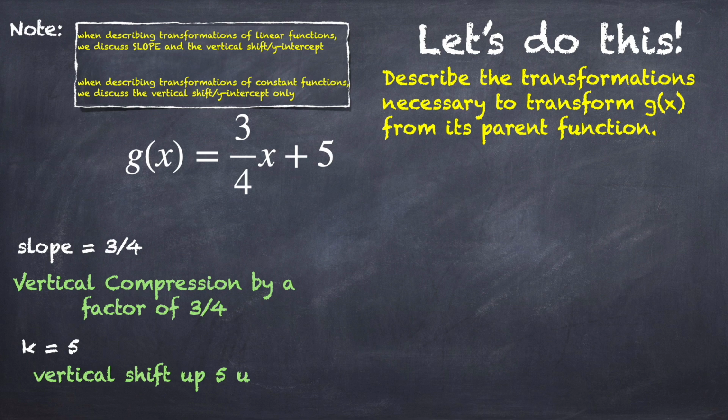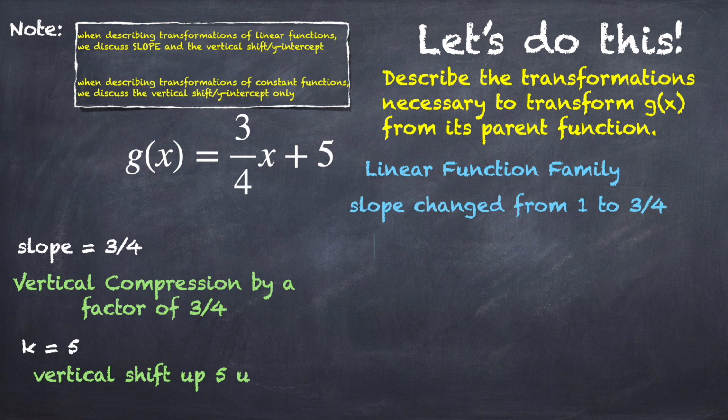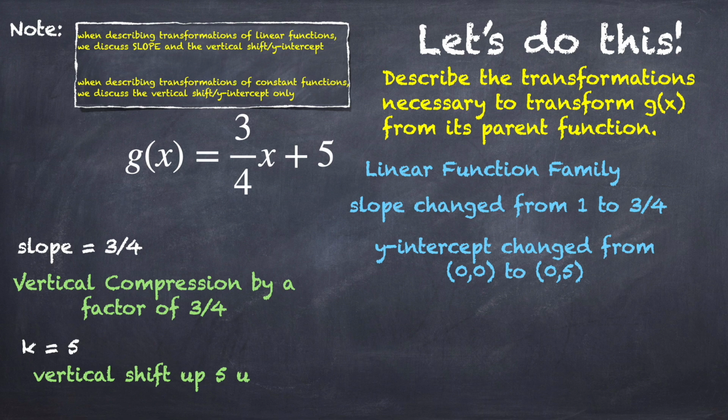So the very first thing that I'm going to mention is what family it is. This is the linear function family. Okay, my slope changed from 1 to 3/4. My y-intercept changed from 0, 0 to 0, 5. Okay, so it did change from 0, 0 to 0, 5.